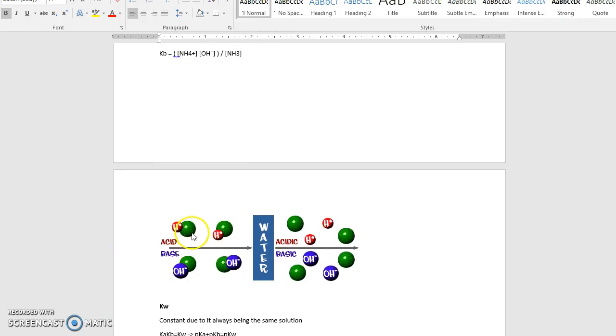This diagram here shows you how the acid or base would react in water once it's combined. The H+ ion or the OH- ion will simply separate, and the OH- will drive up the pH and the H+ will drive down the pH.